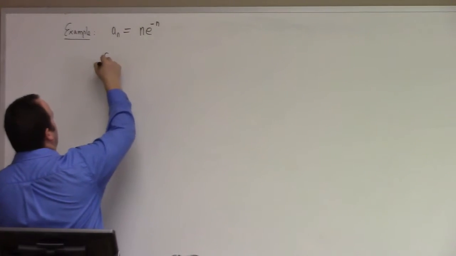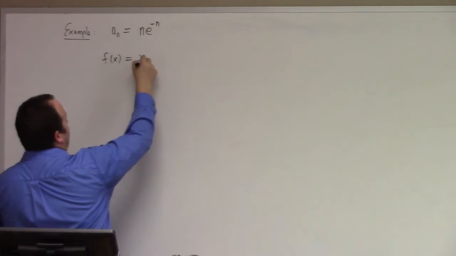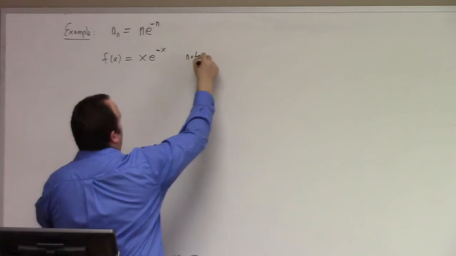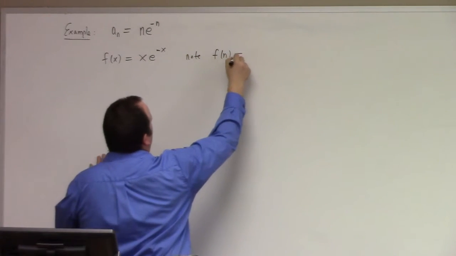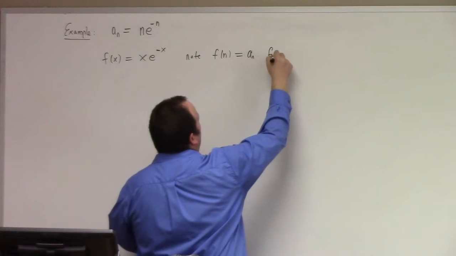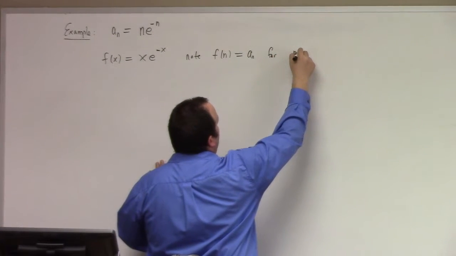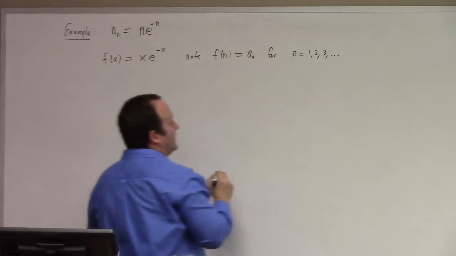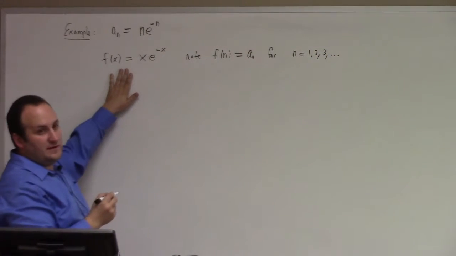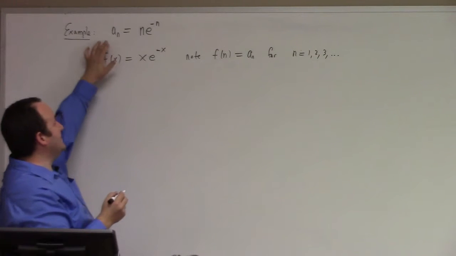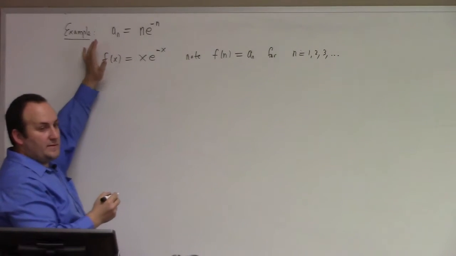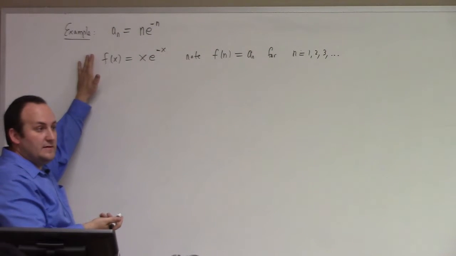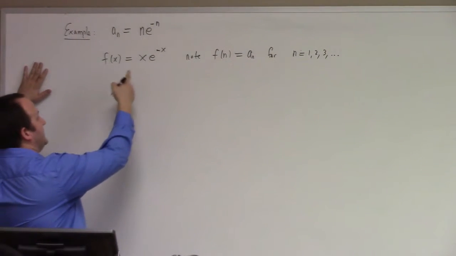So what we can do is look at a corresponding function, f of x equals x times e to the minus x. You notice that f of n is equal to a sub n for n equals 1, 2, 3, and so forth. So this function, in some sense, shares the same fate as that sequence. Now, the advantage of the function over the sequence is that we know calculus for the function, so we can bring to bear all the tools from calculus 1 on the function.